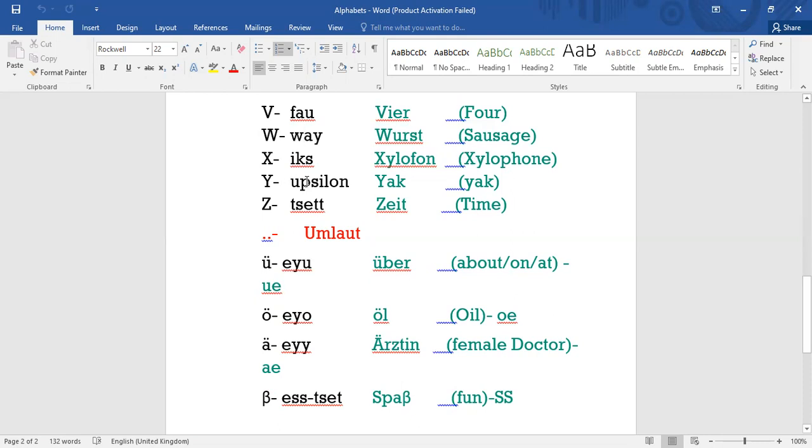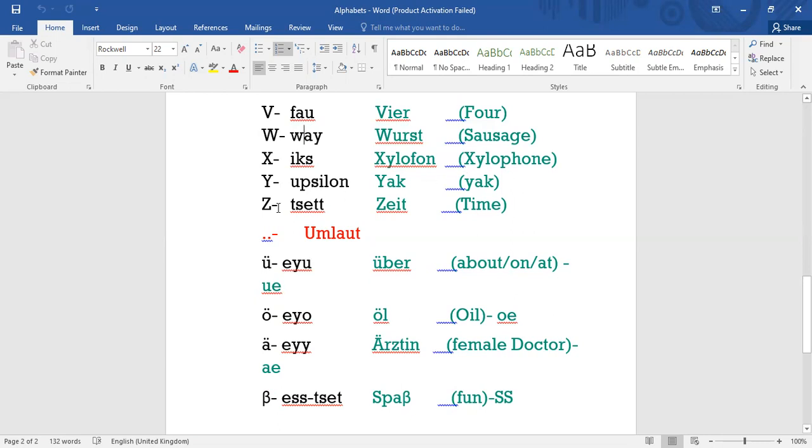Then for Y, we have epsilon. Epsilon gives the sound of U. That Y gives a sound of U. That means yak. Basically, this is pronounced as yak only because we have A here. So this is yak, and in English also yak.